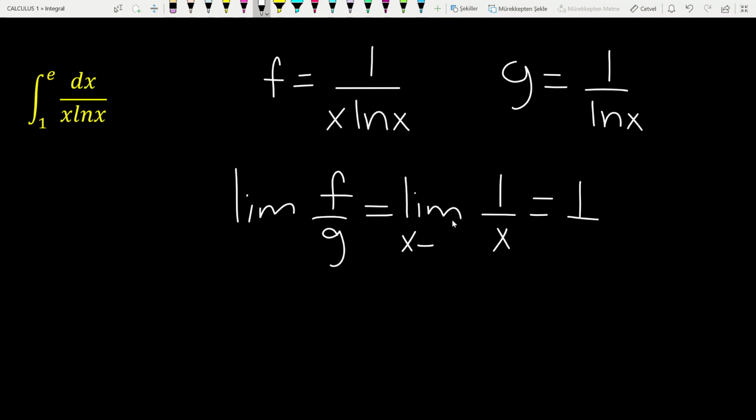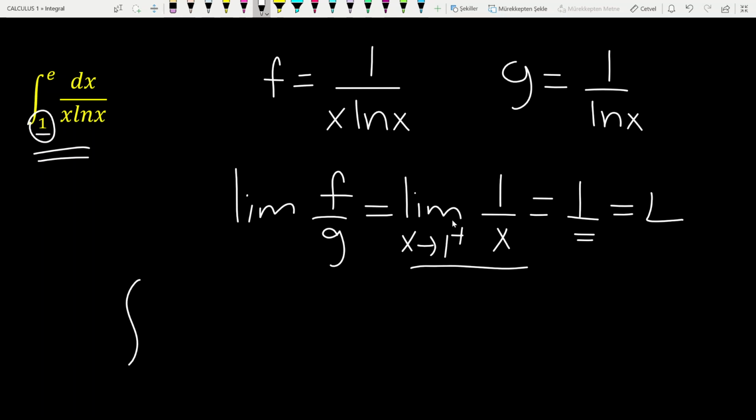Of course, when x tends to 1 from the right, look at the endpoint 1. This point makes the denominator 0, ln 1 is 0. This is why this is a second type improper integral. And the limit of f over g is equal to 1. So this is the number L. So this is the first case of the limit comparison test. What do we understand by this limit comparison test result?